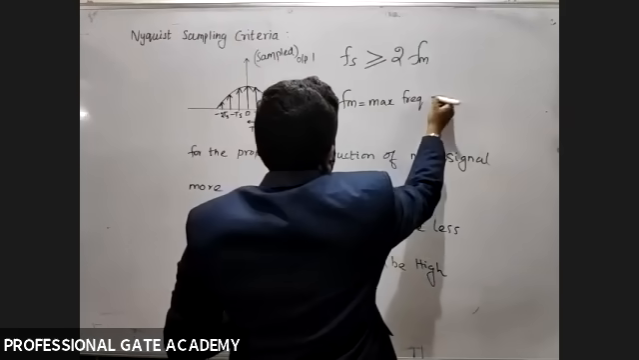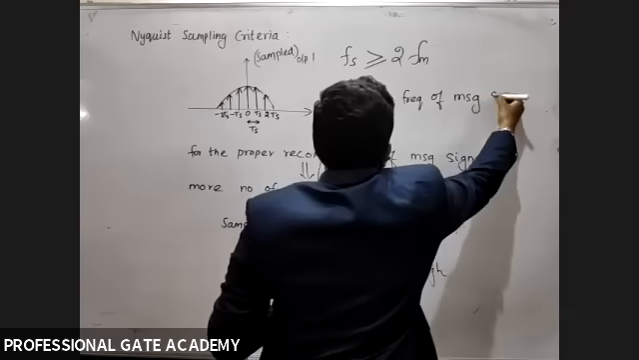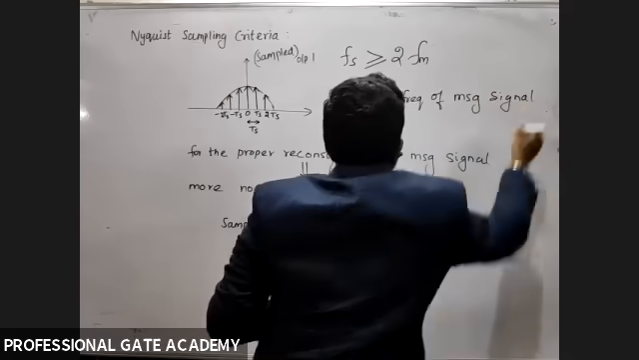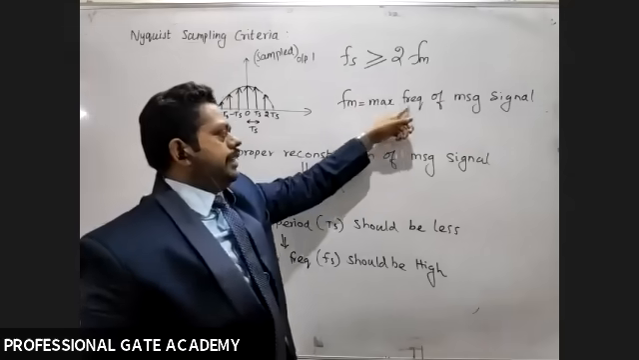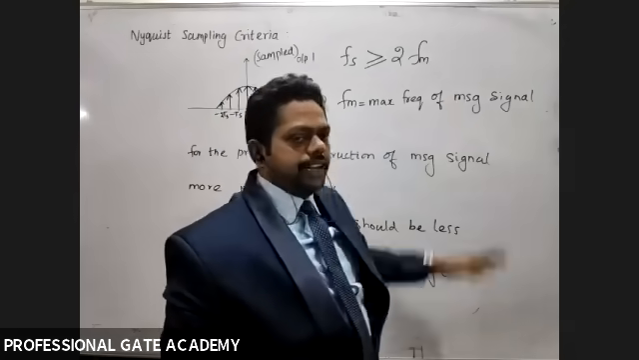Maximum frequency of analog signal or message signal. Maximum frequency of analog signal. So here Fm equals the maximum frequency of the message signal, or we can say analog signal.